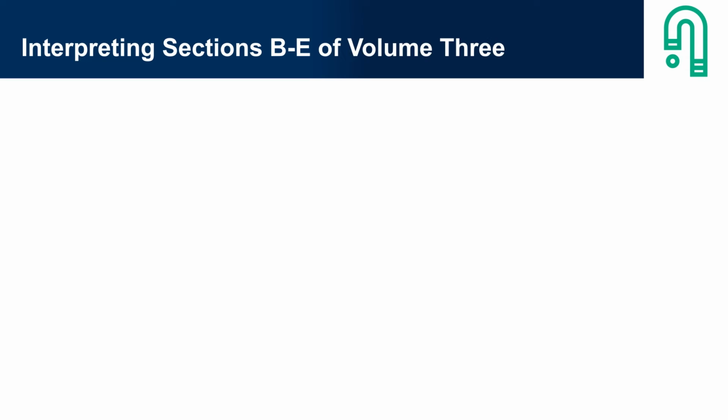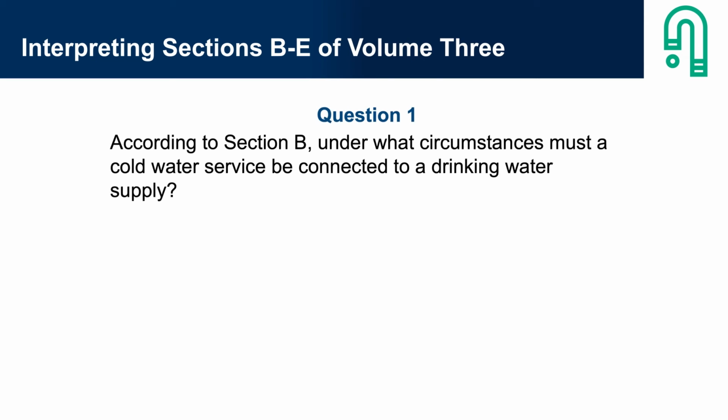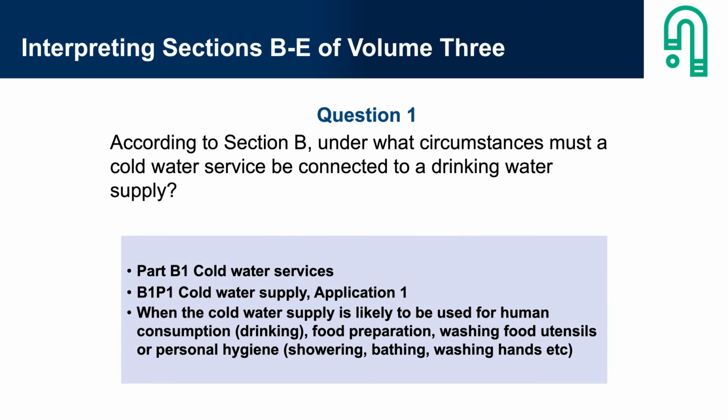Interpreting Sections B to E of Volume 3. Question 1. According to Section B, under what circumstance must a cold water service be connected to a drinking water supply? Part B1, Cold Water Services. B1P1, Cold Water Supply, Application 1. When the cold water supply is likely to be used for human consumption, drinking, food preparation, washing food utensils or personal hygiene, showering and bathing, washing hands, etc.